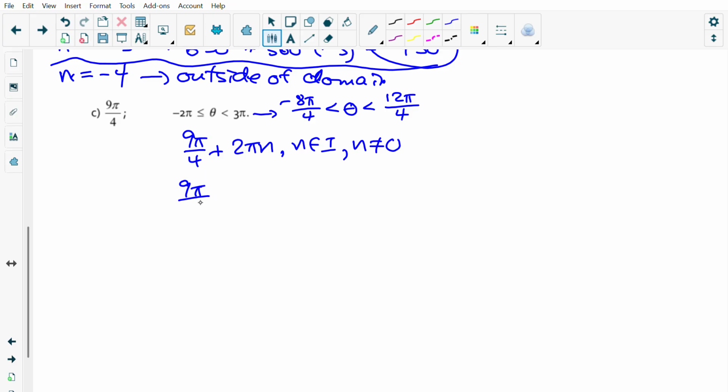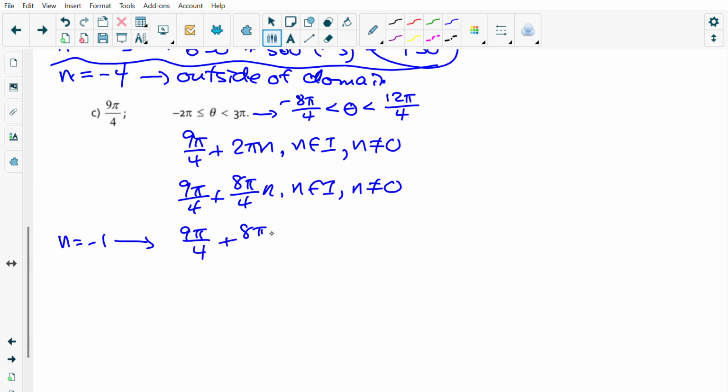Okay, so I can rewrite this like this: 9π/4 + 8π/4 times n, where n is an element of the integers, n does not equal 0. Okay, n equals -1. What do I got? 9π/4 + 8π/4 times -1 equals, well, that's π/4. So that's one coterminal angle.